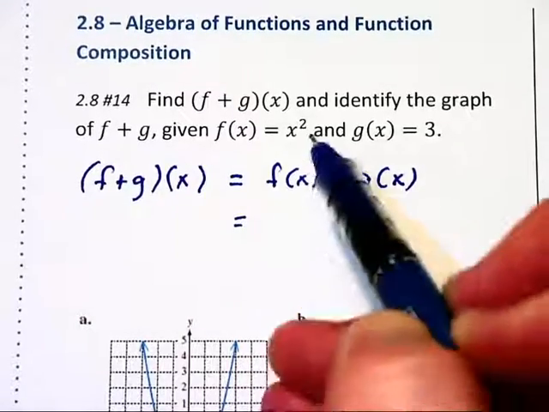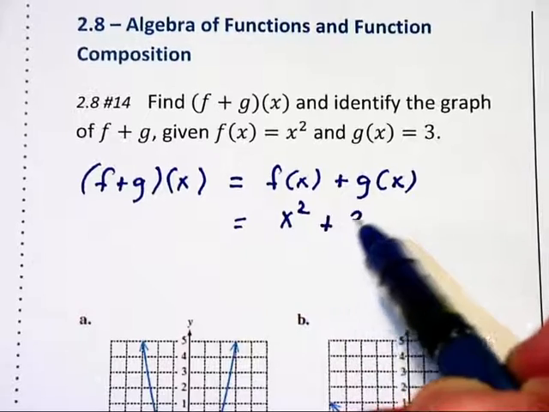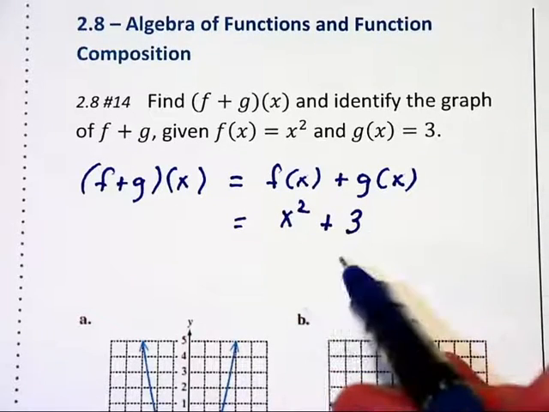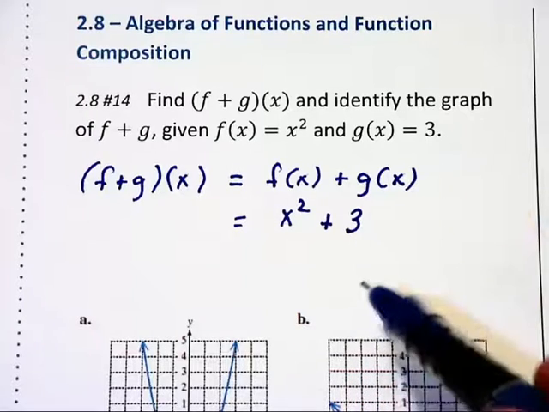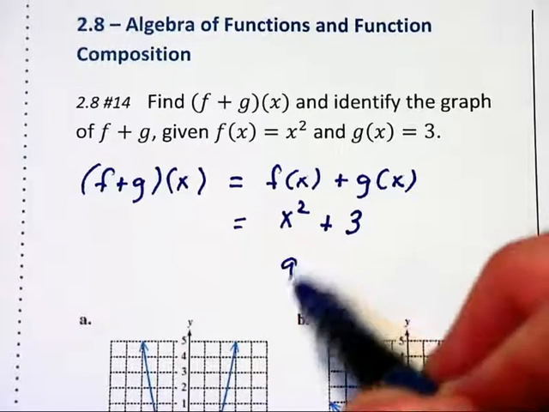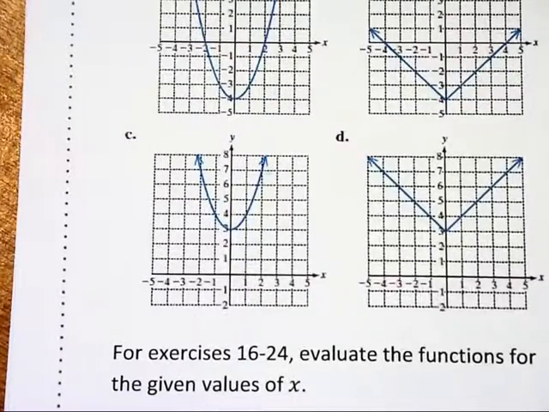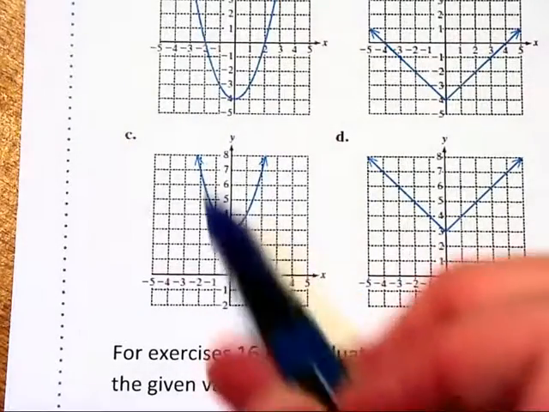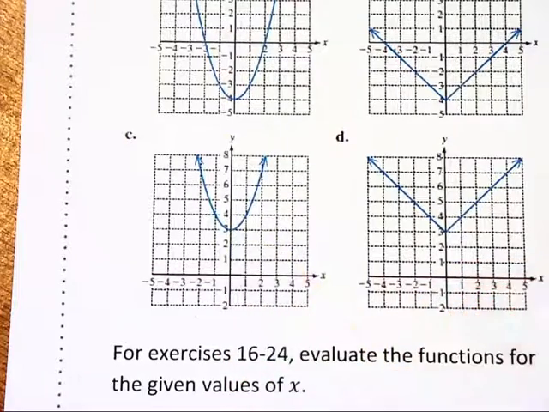f(x) gets replaced with x squared, g(x) gets replaced with 3, and that basically is the function. And you know that to be a parabola, and that is going to match graph C down below. Notice how C is a parabola, y equals x squared, and it's been shifted 3 units up.